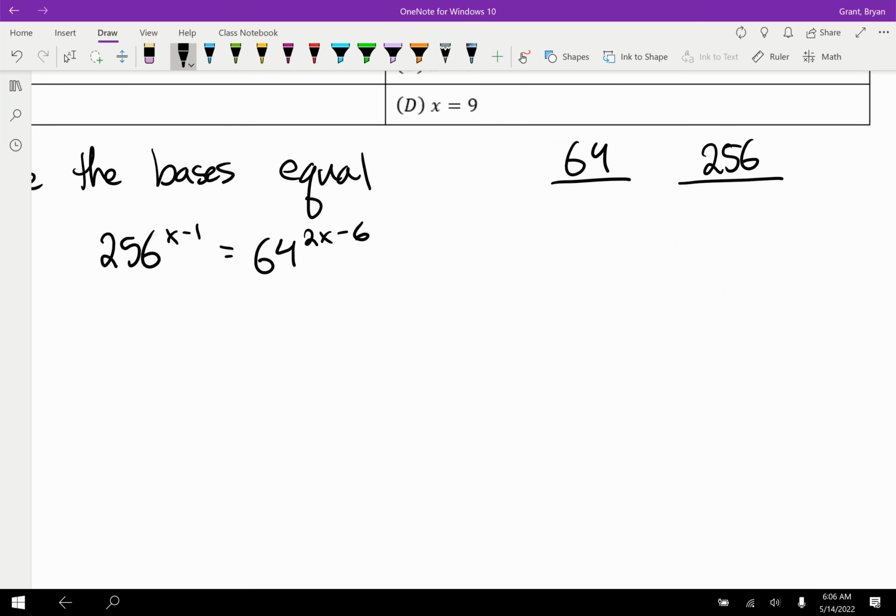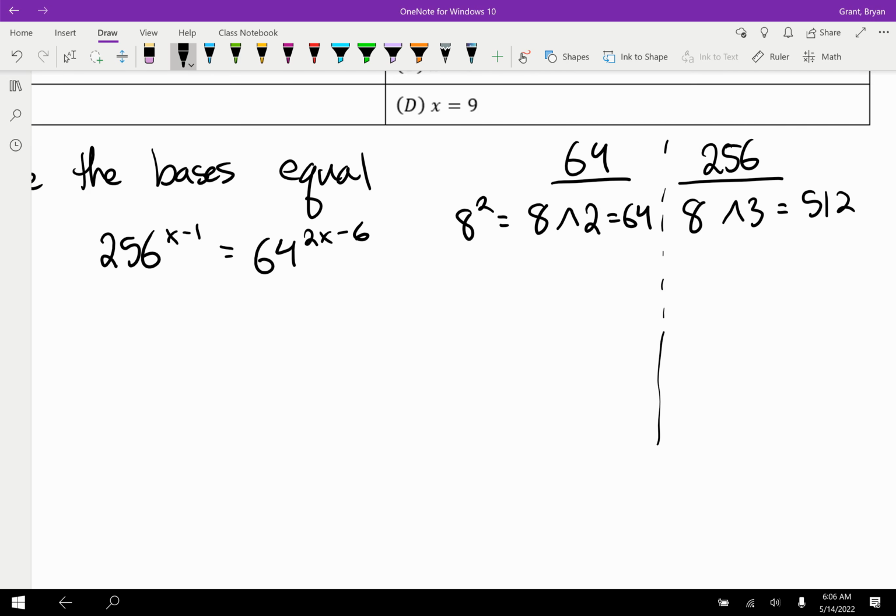Now, if you look at these numbers, you might wonder if I can figure out a nicer, smaller number that goes into both of them. For example, you might try 8 at first, because 8 goes into 64. I know that 8 to the second is 64, and we write that as 8 squared. So I wonder if I can change 256 into a power of 8 as well. Let's try 8 to the third power. Oh, that's 512. We skipped right over 256, so I know it's not going to be 8.